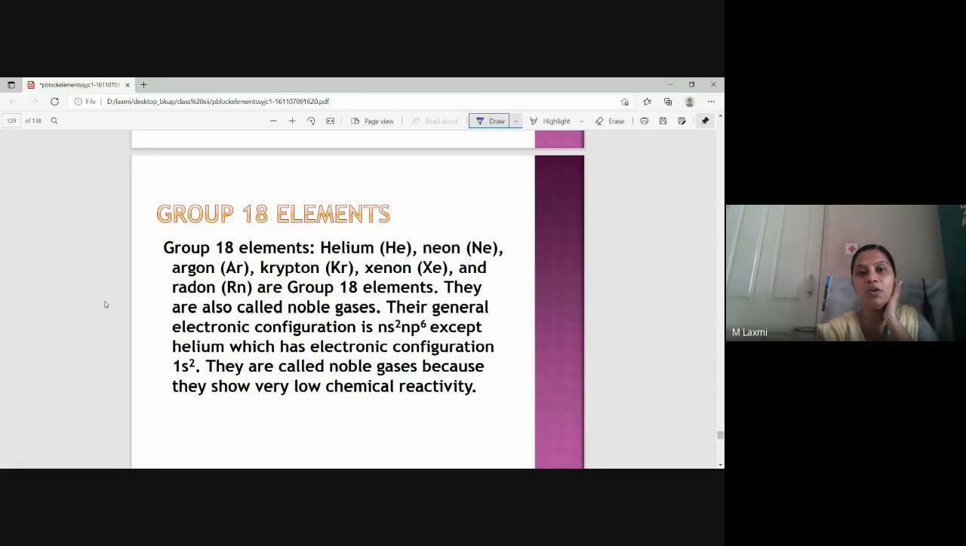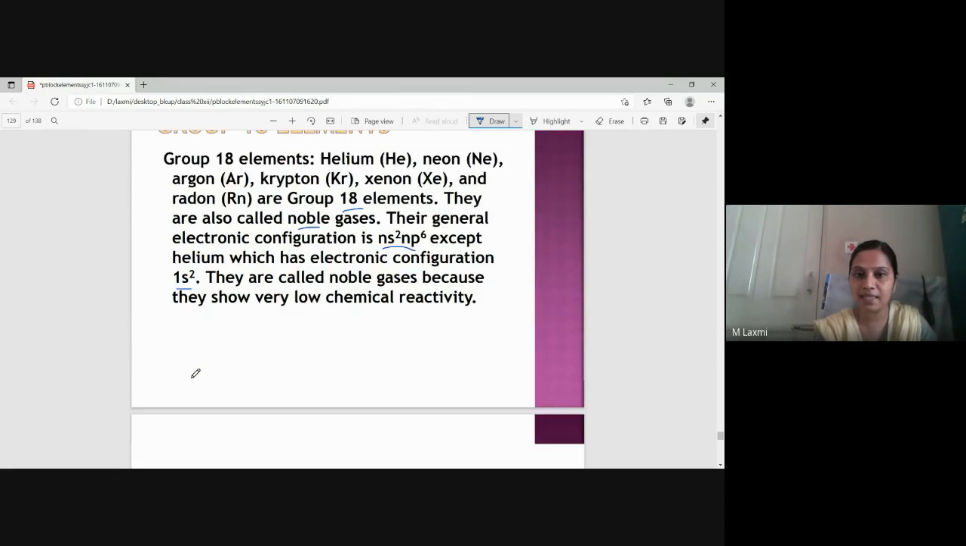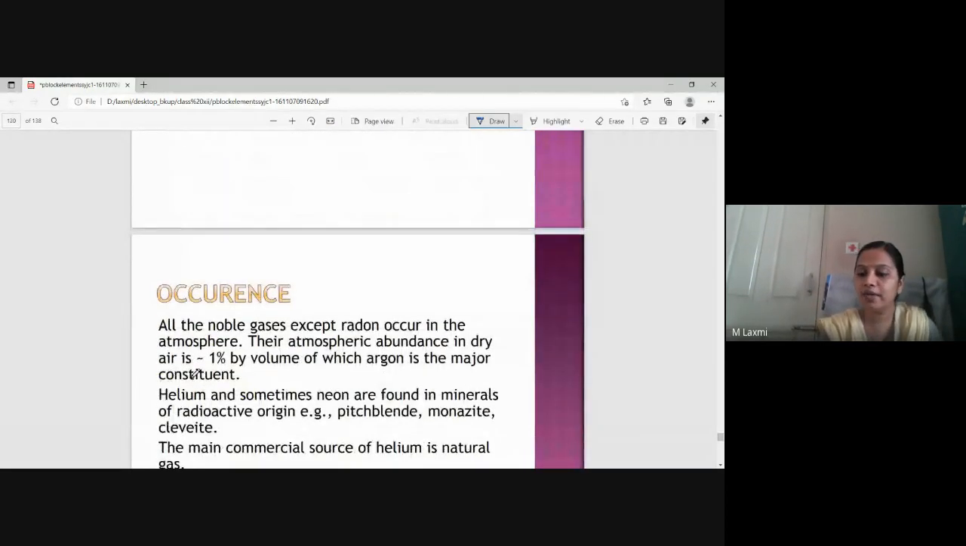So helium, neon, argon, krypton, xenon, radon: these are group 18 elements, otherwise called noble gases, because their configuration is ns2np6, with the exceptional helium whose configuration is 1s2. They are inert gases. Why are they inert? Why do they show very little chemical reactivity? Because they are already stable. Their configuration is completed with ns2 and np6. They don't want to add an electron nor remove an electron to attain stability, so they don't want to participate in chemical reactions.